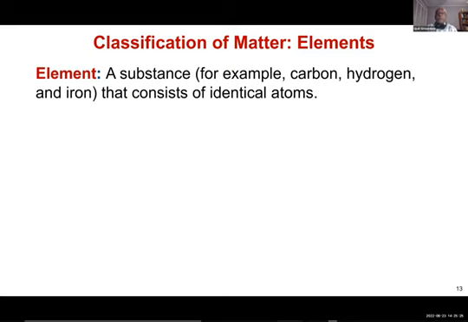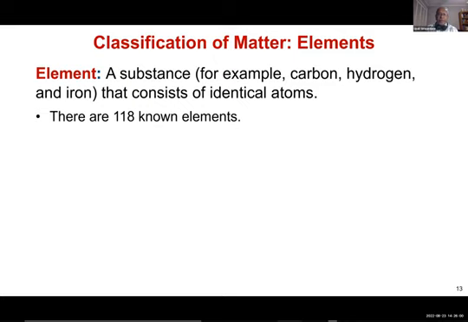Now we're going to look into classification of matter into elements. Most simple matter is elements. Elements are made out of one type of atom, carbon, hydrogen, iron. There are 118 known elements in the periodic table. We're going to look into this in a minute.